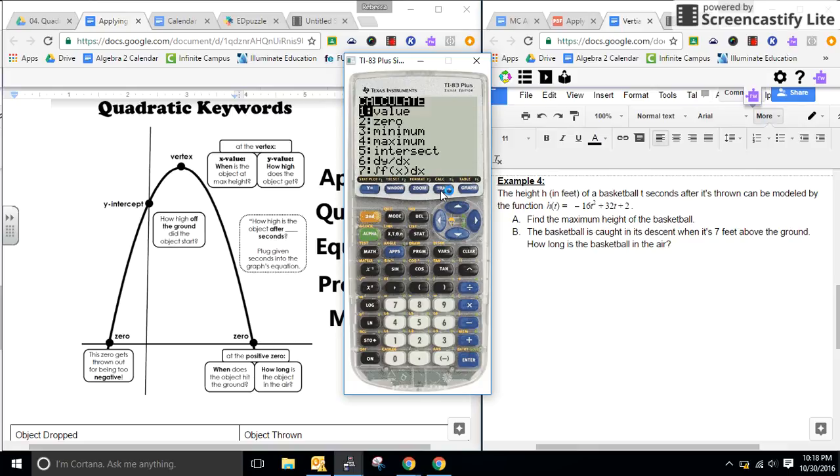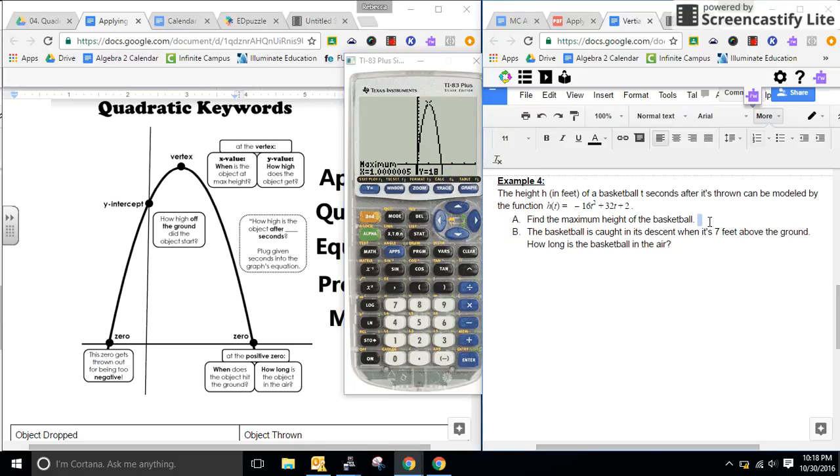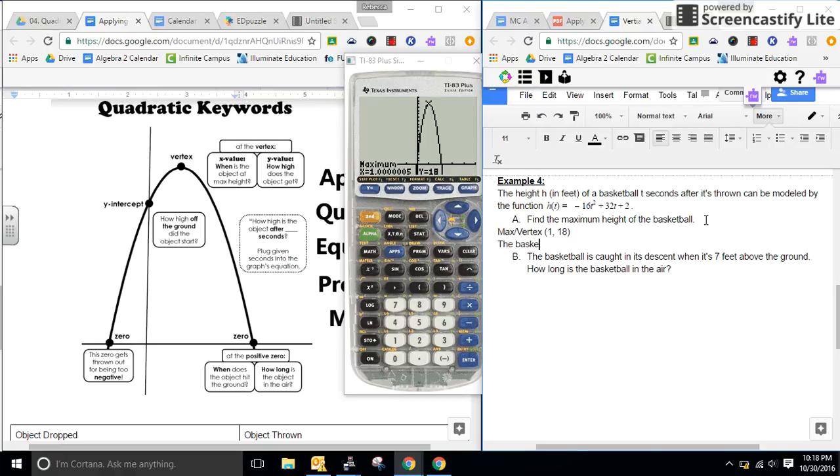So I'm going to go ahead and find the maximum, number 4. So I press second trace, number 4. Left bound, I'm just going to do 0. Right bound, I'm going to do 5. And then when it says guess, enter. And the maximum height is at 1 second, and it's 18 feet off the ground. So the vertex, or the max, whatever you want to call it, is at 1 and 18. So we know the basketball's maximum height was 18 feet off the ground.